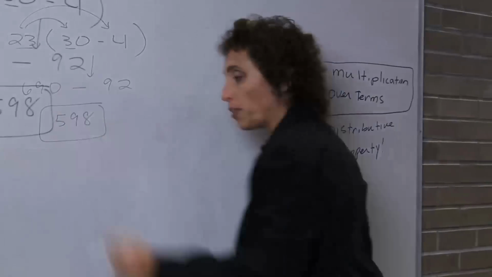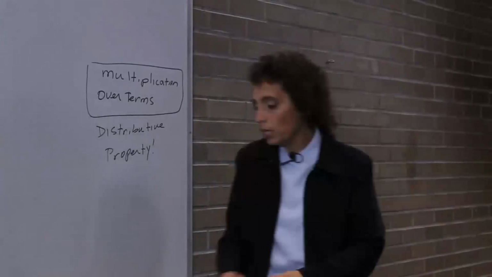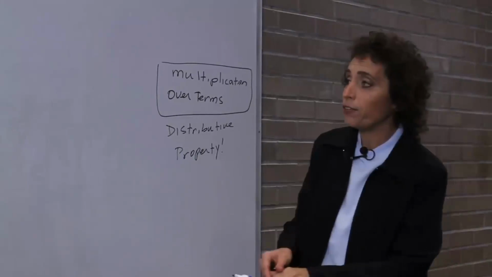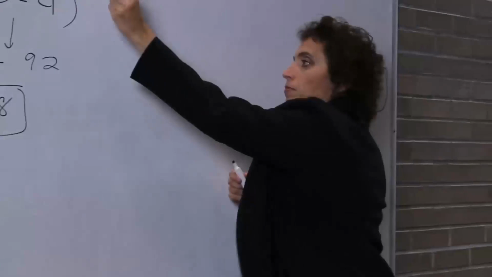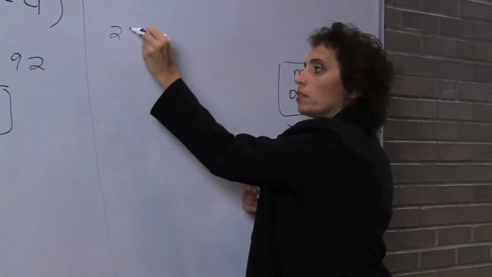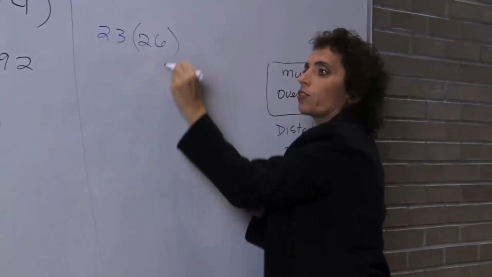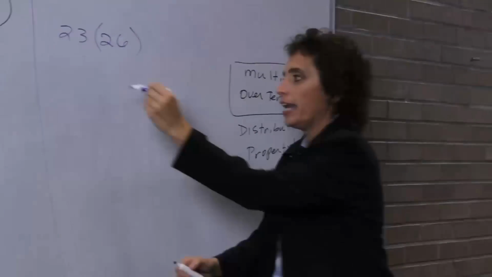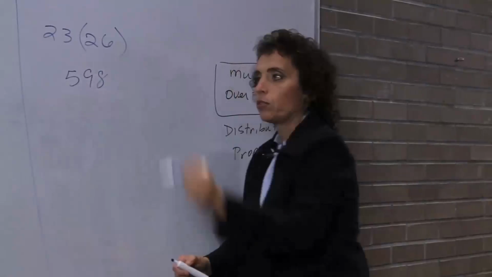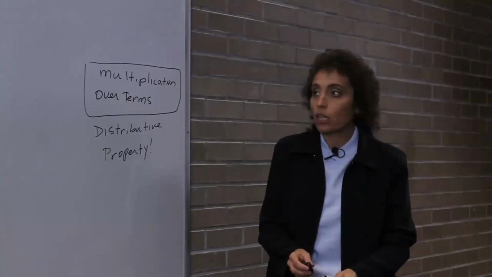Now, here's the hard question, I think. What did you really multiply? What numbers were you really multiplying? The numbers that you were really multiplying, if you think about it, is 23 times 30 minus 4, 26. So 23 times 26 is 598. That's pretty cool, maybe. Just another way to multiply. So that might work out. Okay, let's look at another example.